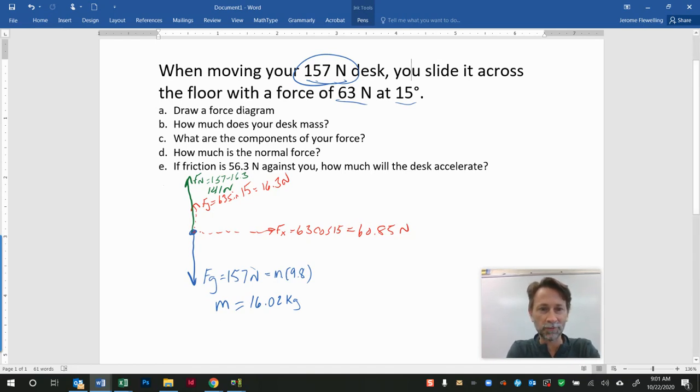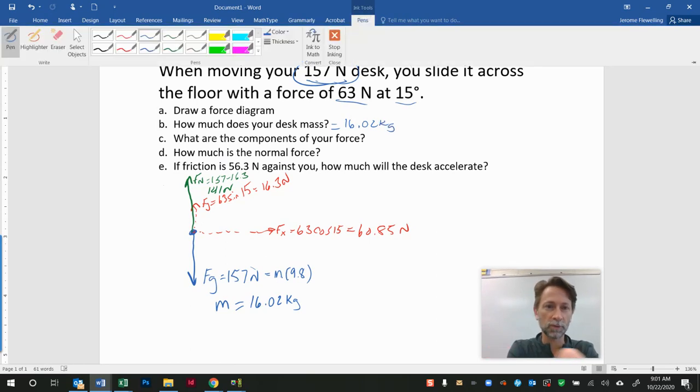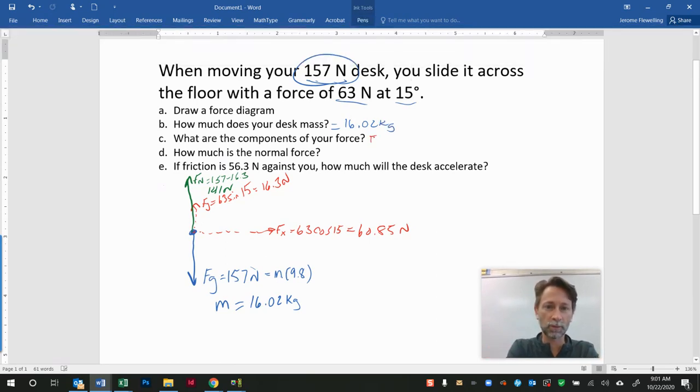Now I'm getting ahead of myself a little bit here. When I look at draw a force diagram, I'm working on the force diagram. How much does your desk mass? We answered that question. That mass is going to be 16.02 kilograms. What are the components of your force? We said that the y component of the force is 16.3 newtons, and the x component of the force is 60.85 newtons. How much is the normal force? Looks like we've answered that already also.